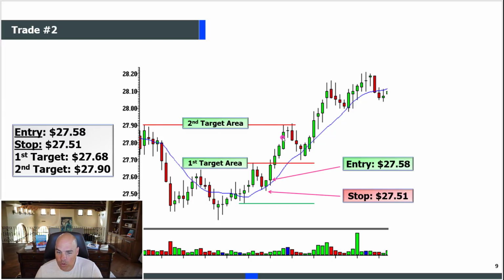Now, what's the general rule? 1, 2, 3, 4, 5 bars up. You guys have seen it before. We've talked about it. 3 bars up, think about selling or think about a pullback. 4 bars up, really think about selling or really think about a pullback. 5 bars up, really think about selling or think about a pullback.